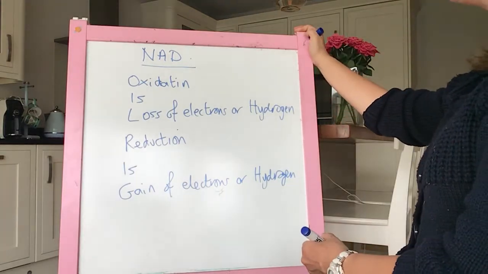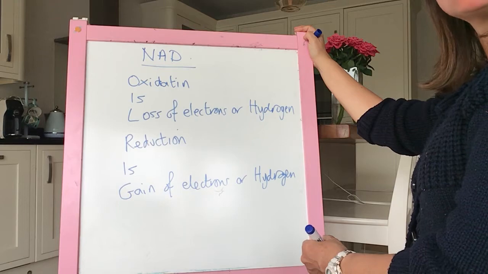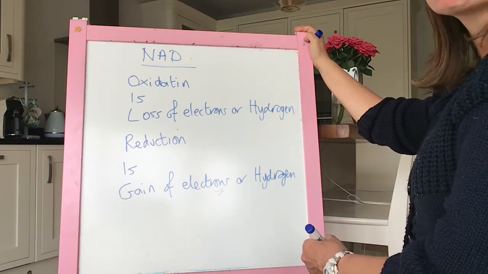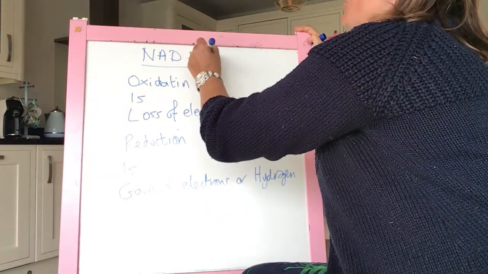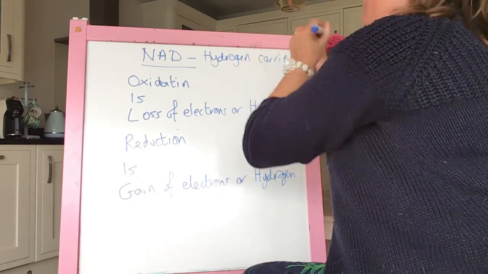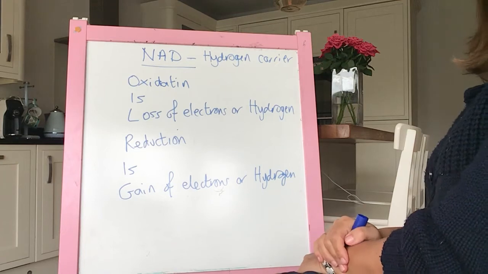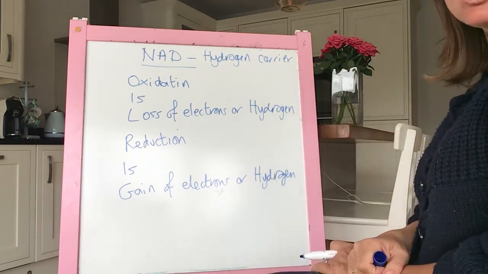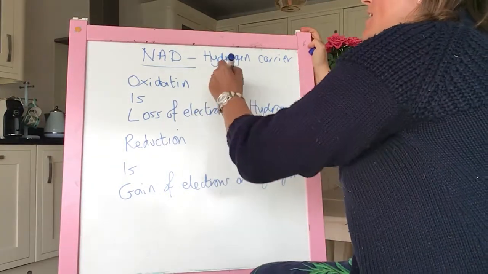Okay? So remember what I said. NAD, right, it helps all the enzymes in respiration. And the way that it helps them is because it carries hydrogen. So NAD is a hydrogen carrier. Okay? So when NAD is oxidized, it has no hydrogen attached to it. It has lost its hydrogen. So oxidized NAD literally looks like this, NAD.